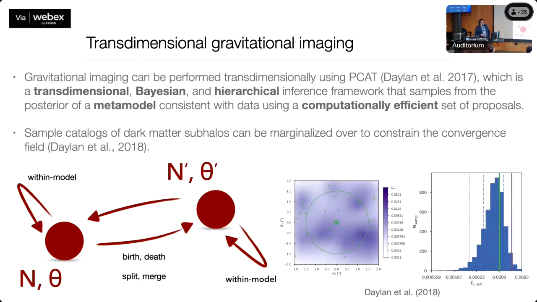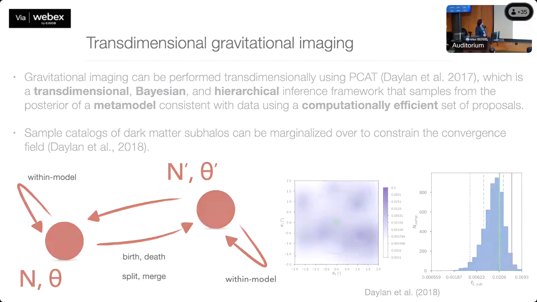And this slide is basically how I started working on this during my PhD. I worked on a methodology to do this in a paradigm I refer to as transdimensional gravitational imaging, in the sense that the catalog we fit is actually transdimensional. You can merge, split, kill, add subhalos to actually solve the same problem.